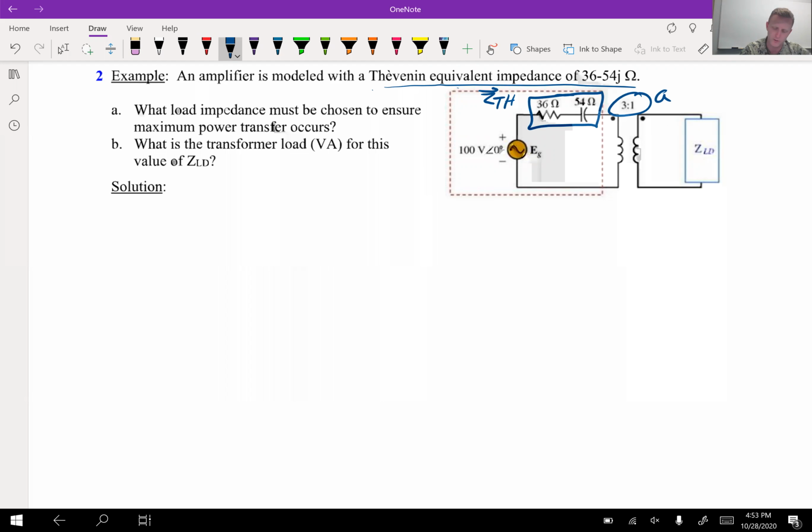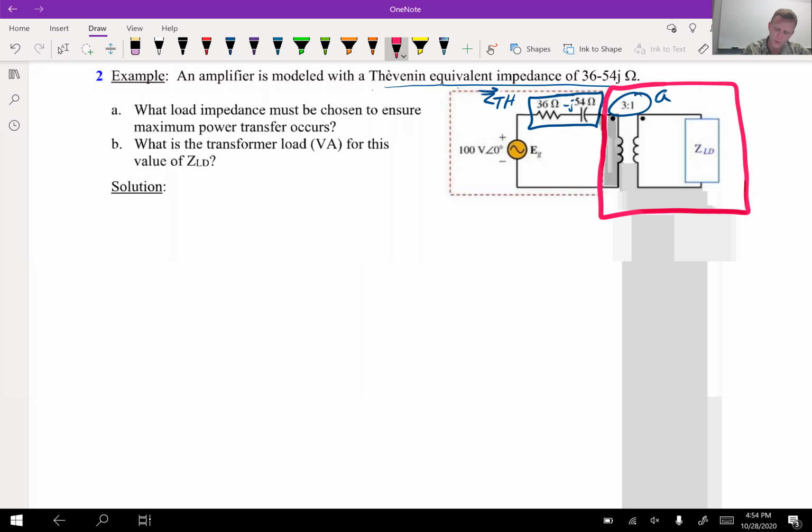Well, we got 100 volts angle 0. That's like an E Thevenin. And then the Z Thevenin is one equivalent impedance, 36, this would be like a minus J54. And then what we're going to do is everything on the right is going to be like our Thevenin load, which is also our reflected impedance.